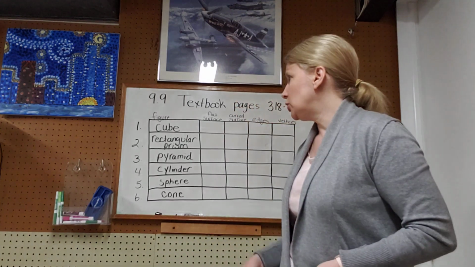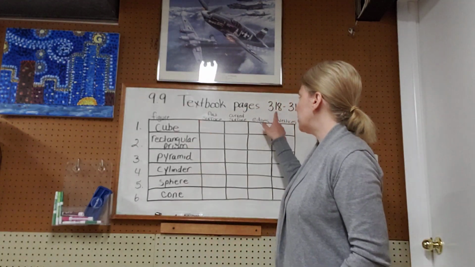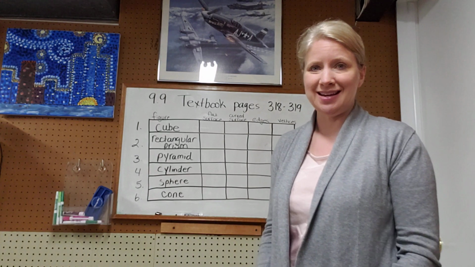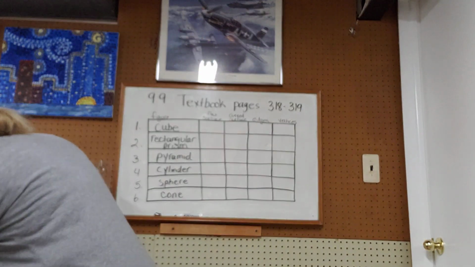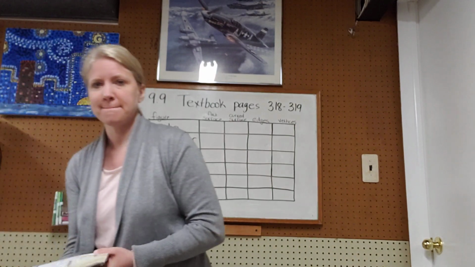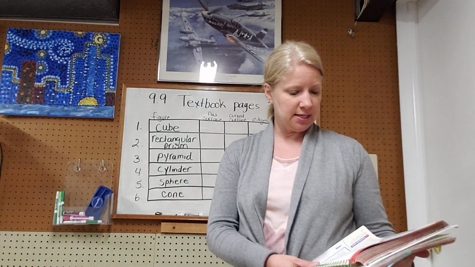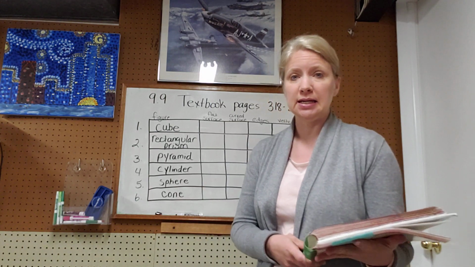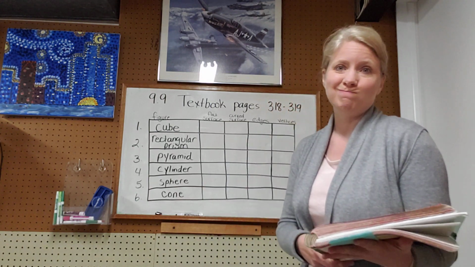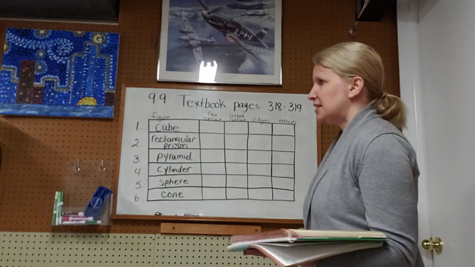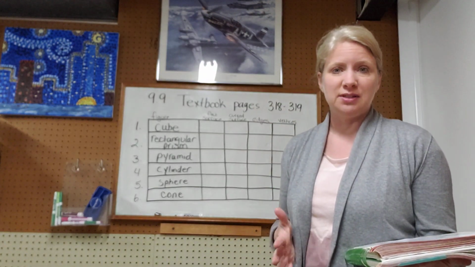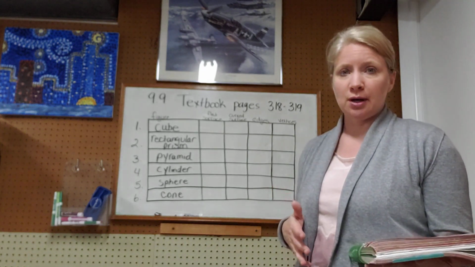Okay, today we're going to be doing 9.9 in your textbook on page 3, starting on 318. Go ahead and get a piece of paper and your textbook. Get that ready. Today we're learning about solid figures. And solid figures are, if you think about 3D, not 2D, but 3D images, or shapes, 3D shapes, that's what we're talking about today.